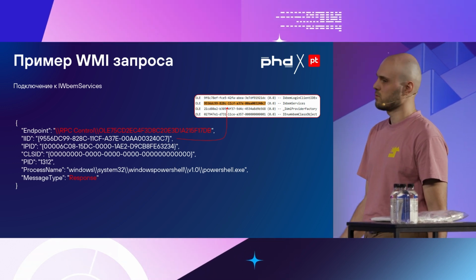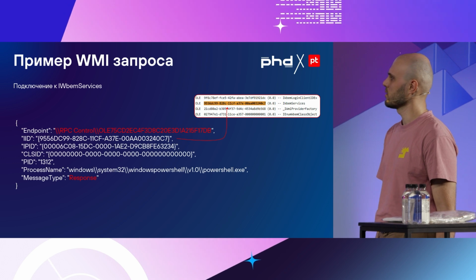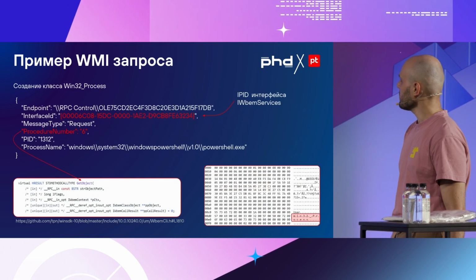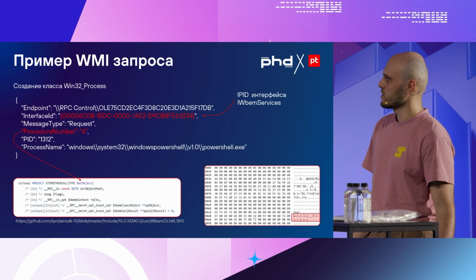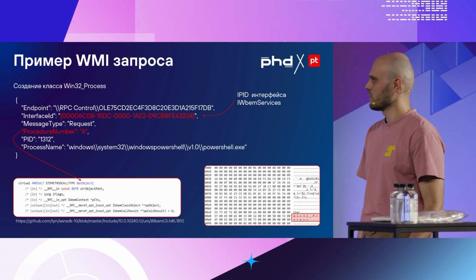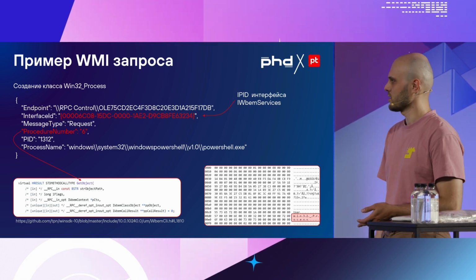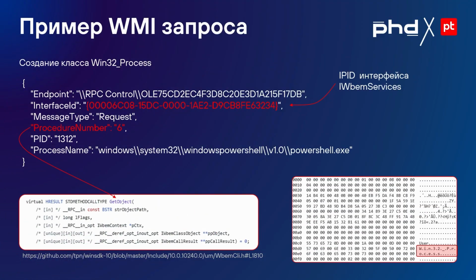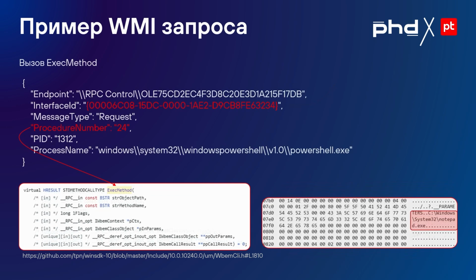So we take this IPID and correlate it with the request package to this interface. The first request package is to create a class. As I said, WMI uses classes, and the class that works with processes is Win32_Process. In this request, it is created, and the function is GetObject. And in the package, you can see the name of the class.